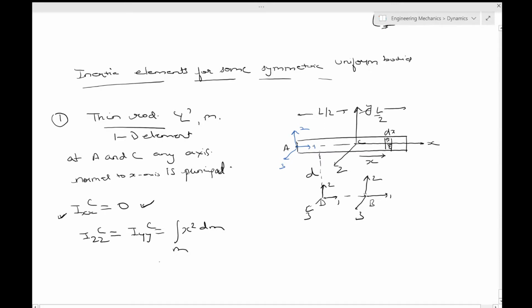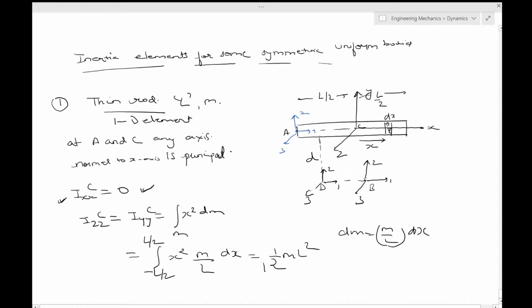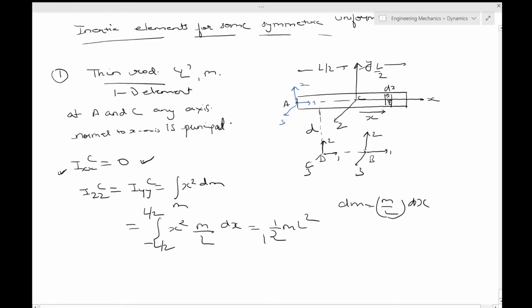Okay. This can be taken as integral from minus L by 2 to L by 2 of x square times M by L, mass per unit length, into dx. Okay, that is dm. So dm is equal to mass per unit length into dx. This would make it 1 by 12 ML square. So about the center of mass, this is true.